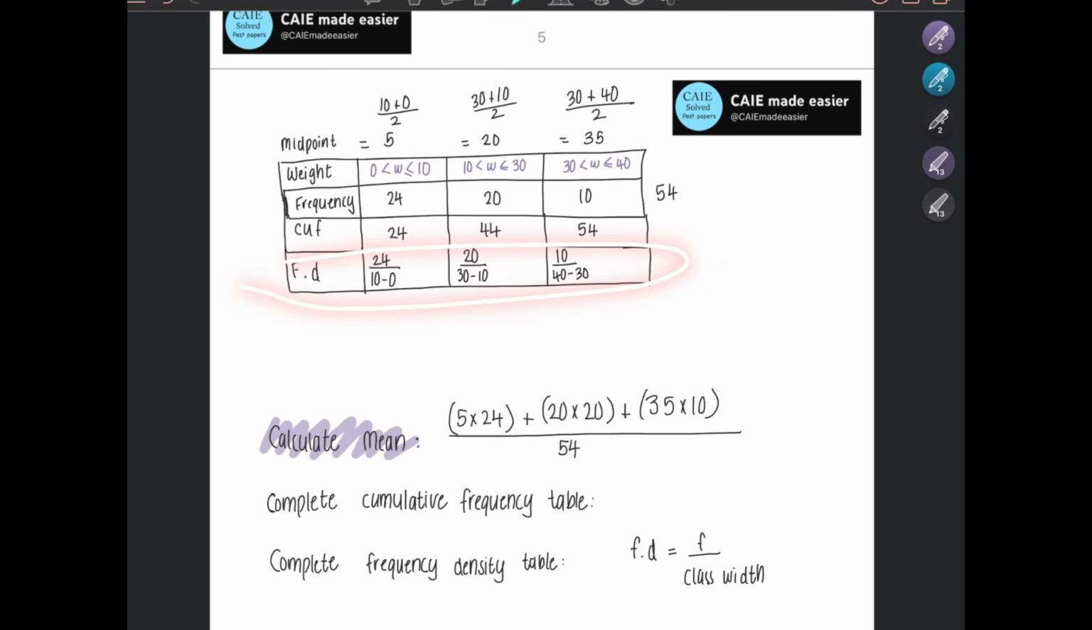You might be asked to calculate it, and then you can be asked to draw a graph of it, a bar chart, and so on. Usually CUF is used for a line chart, something like this, while frequency density is for a bar chart, which is like this. Okay.